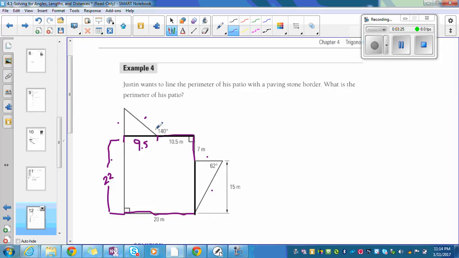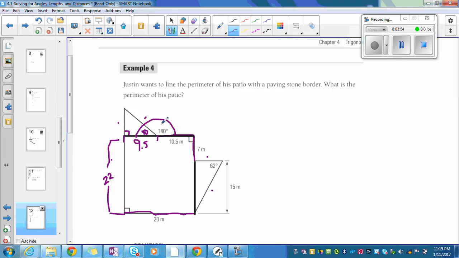We have to find the angle. What do you know about the degrees in a whole line? They add up to be 180. So if that's 140, this angle in here is 40 degrees, and this is a right triangle. So we can go about and solve for this side length and this side length, because we have this information here.